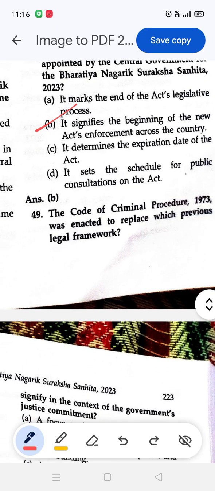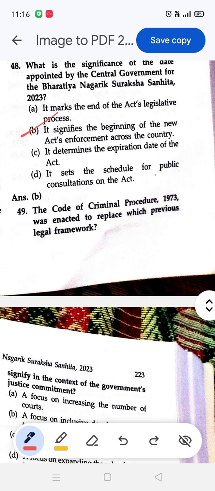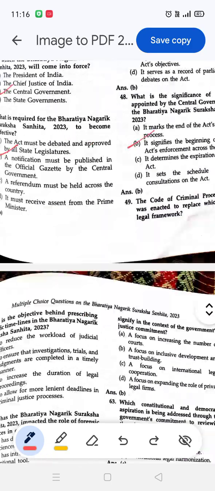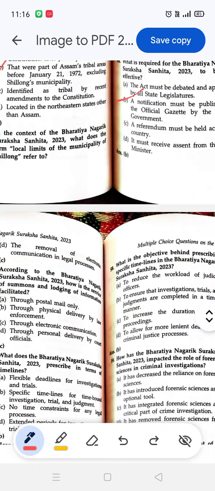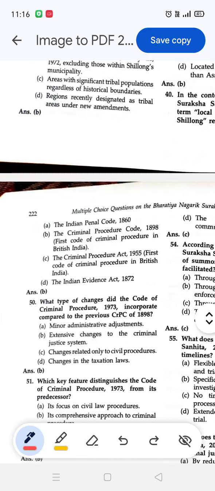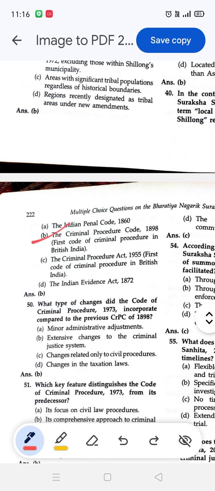Question number 49. The Code of Criminal Procedure 1973 was enacted to replace which legal framework? So here option B is correct, the Criminal Procedure Code 1898, first Code of Criminal Procedure in British India.